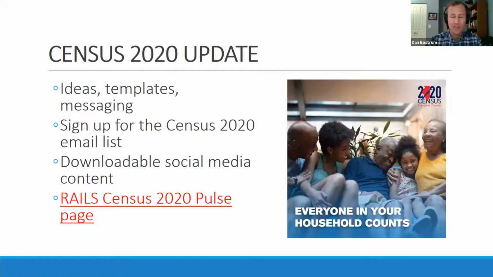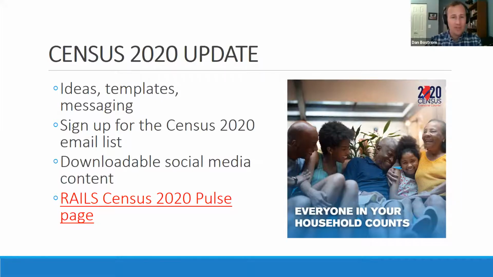Our self-response rates are around 70%. That's higher than the national average for states, but we're a little bit lower than other states around us, like Wisconsin, Iowa, and Michigan. So we want to bump that up. We want to boost that up. So we're trying to give you as many resources as possible.